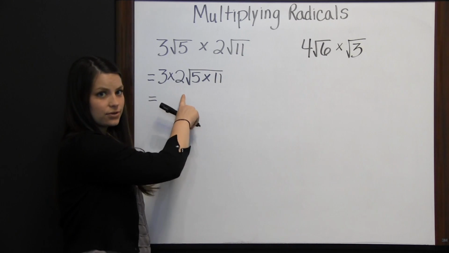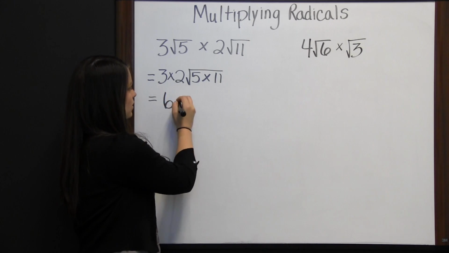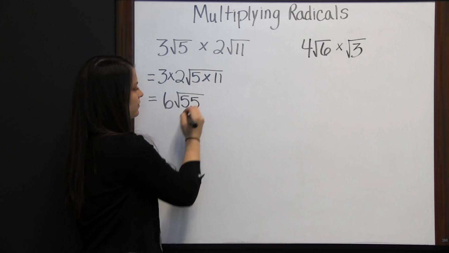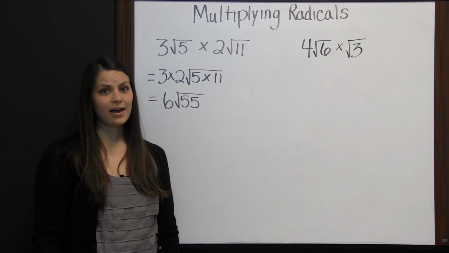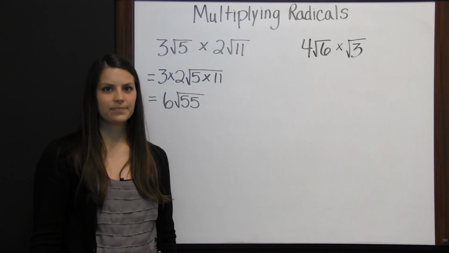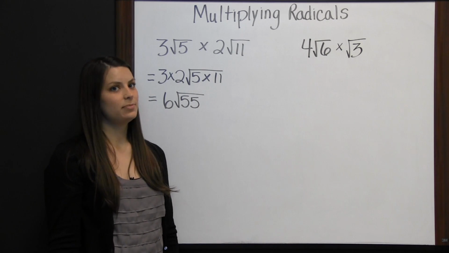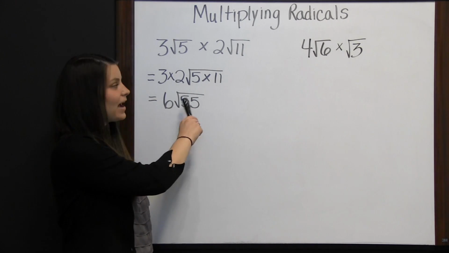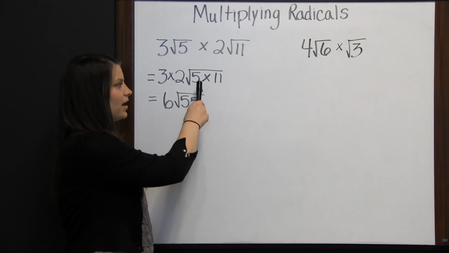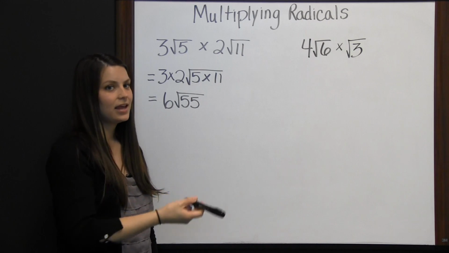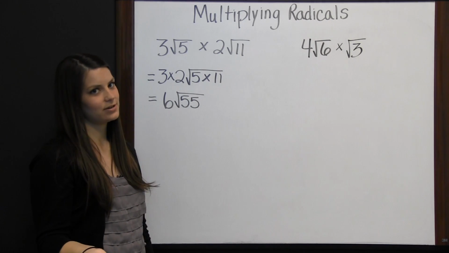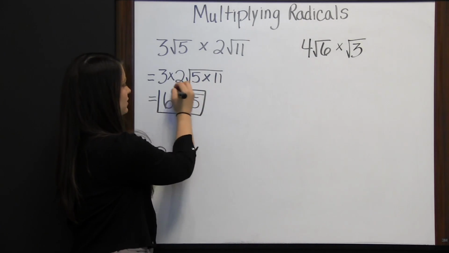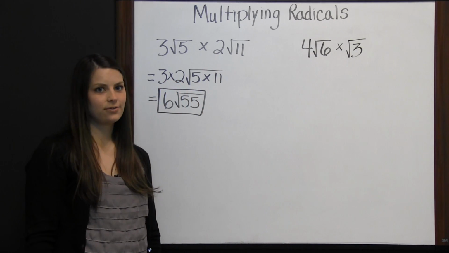3 times 2 is 6. Square root of 5 times 11 is 55. 55 is not a perfect square, and it also doesn't have any perfect square factors. We can see because 55 is 5 times 11, and neither one of those are perfect squares either. So this can't be simplified, therefore 6 square roots of 55 is our answer.